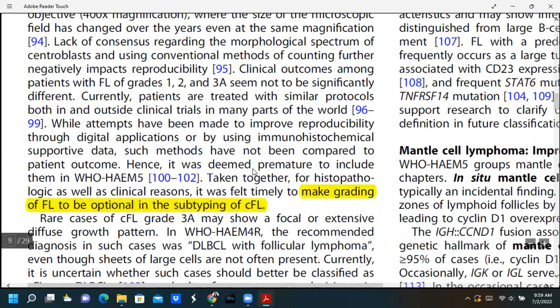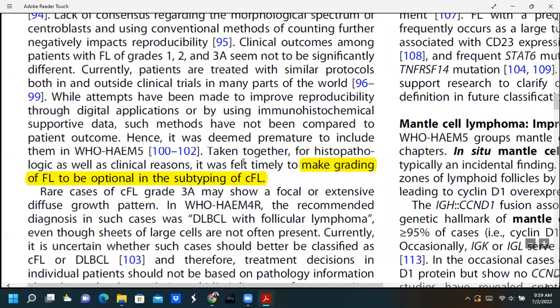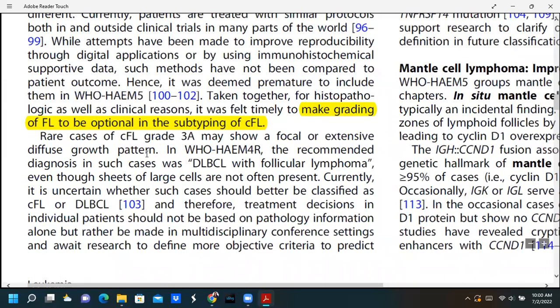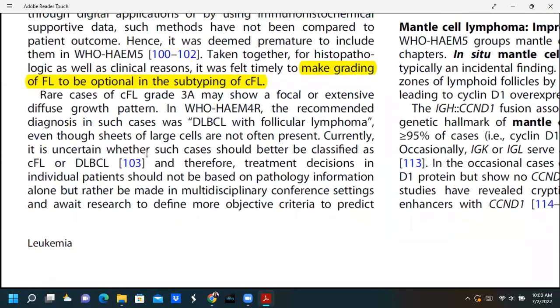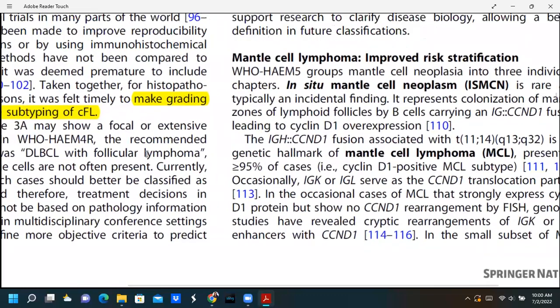I mean, anyways, they are the 3Bs, they are calling it follicular large. So the rare cases of grade 3A may show a focal or extensive diffuse pattern. In WHO 4R, the recommended diagnosis in such a category was DLBCL with follicular lymphoma, even though sheets of large cells are often not present. Currently, it is uncertain whether such cases should be better classified as CFL or DLBCL, and therefore treatment decisions in individual patients should not be based on pathology information alone, but rather be made in multidisciplinary conference settings and await research to define more objective criteria.